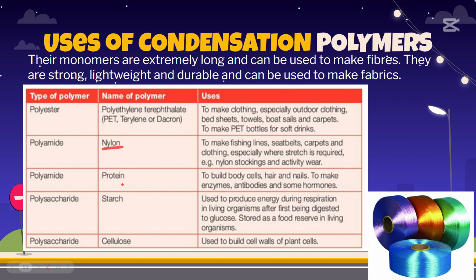Another polyamide, so this is the synthetic one, this is the natural one, which is protein, which we use in hair, nails, keratin, collagen, etc. Hormones, enzymes, antibodies, hemoglobin, those are all examples of protein. There's also polysaccharides, for example starch. We use starch for making energy during respiration in living organisms after first being digested to glucose. These are stored as a food reserve in living organisms. Another example of polysaccharides is cellulose, which is used to build cell walls of plant cells.